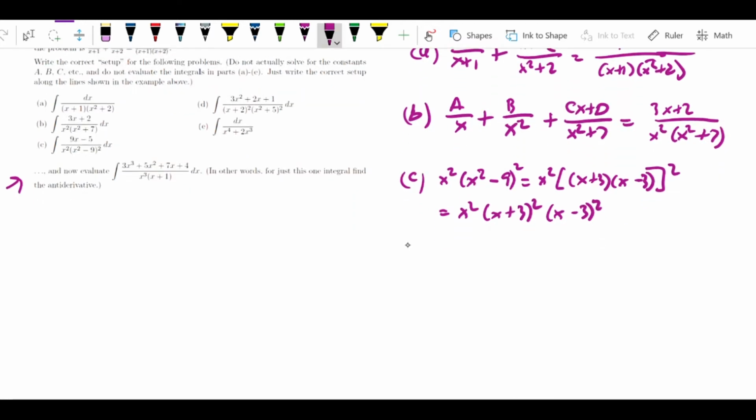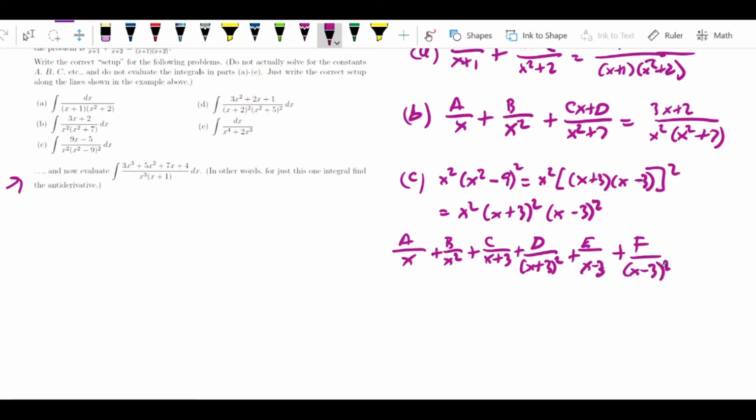The correct factoring is therefore going to be a over x plus b over x squared plus c over x plus 3 plus d over x plus 3 squared plus e over x minus 3 plus f over x minus 3 squared, and that's going to equal the given fraction, which is x squared, and we now know that should be written as x plus 3 squared, x minus 3 squared. So that's the correct setup for C.